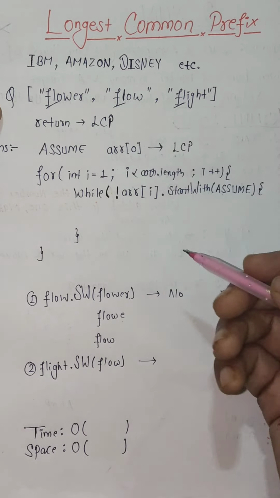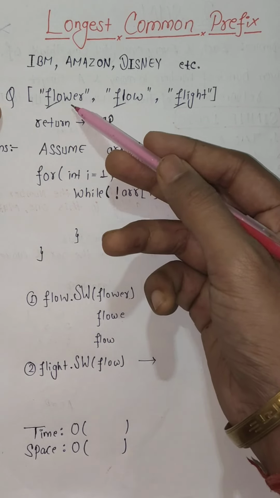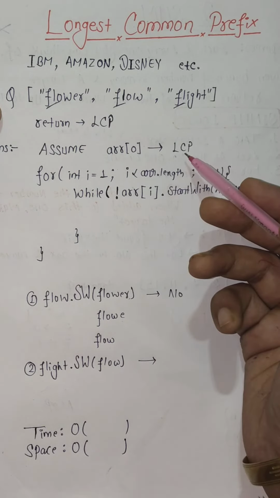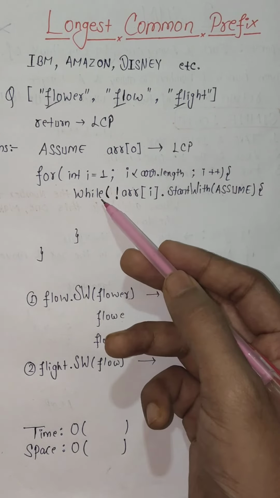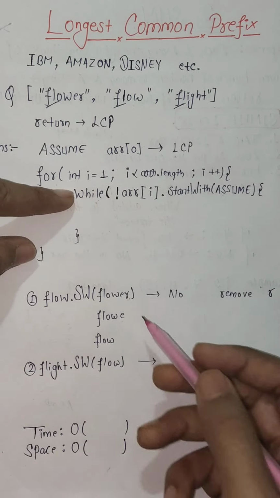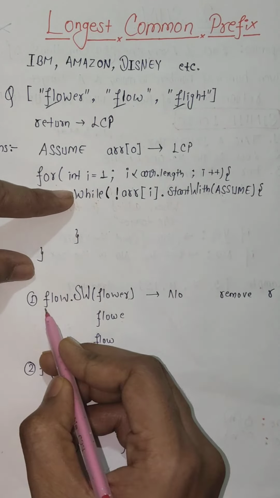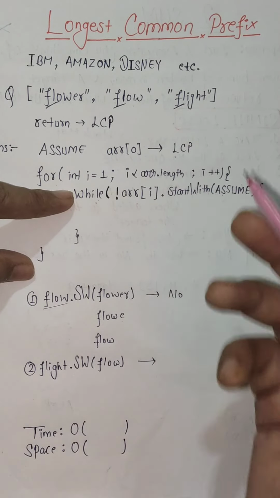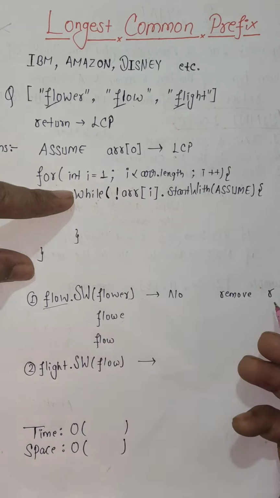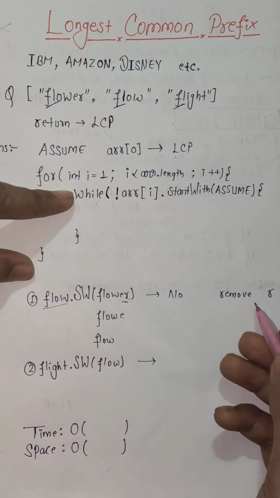So to solve this question, we will assume the very first string of the array to be our longest common prefix. And we will start a for loop from the next element, and we will run a while loop inside it. We'll check that the next word, which is flow, starts with the assumed longest common prefix. It will say no, so we will remove the last letter of the prefix. In this case, it will be R.